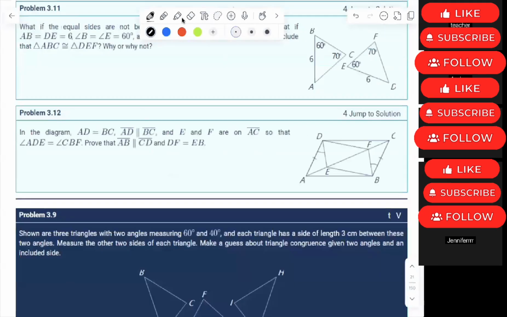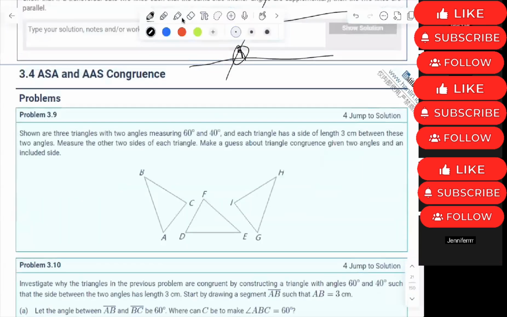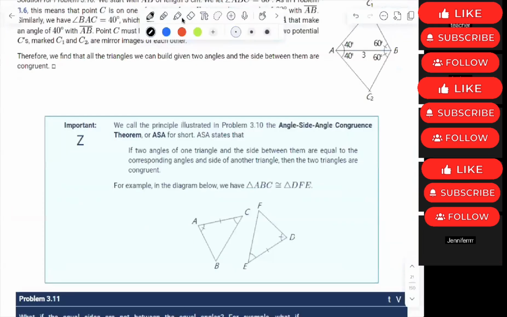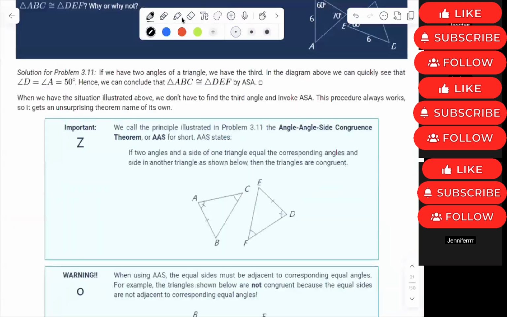Now let's discuss ASA and AAS congruence. I'm pretty sure you all know it. It's just angle side angle and the applications of it. But let's move on.